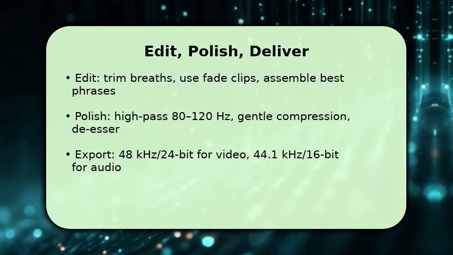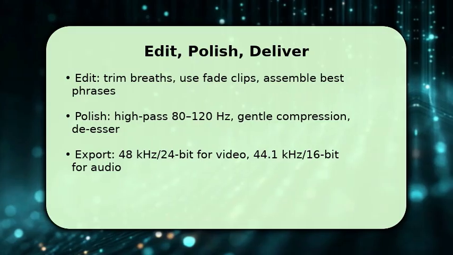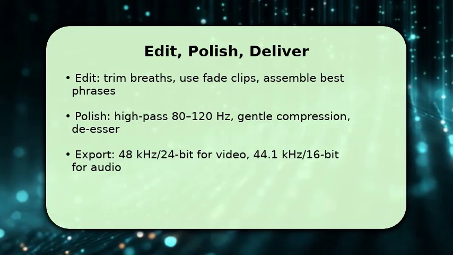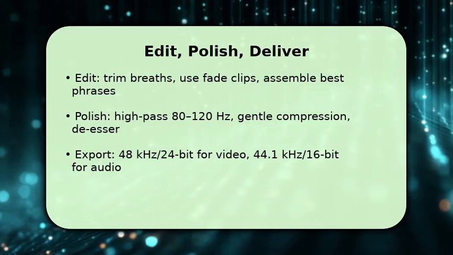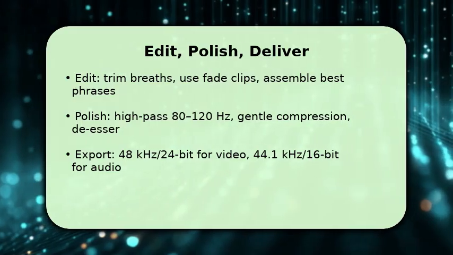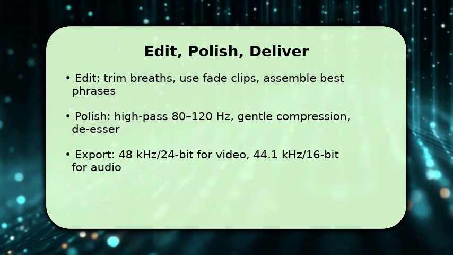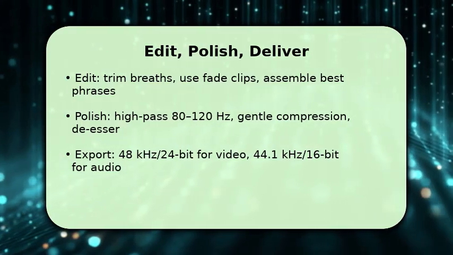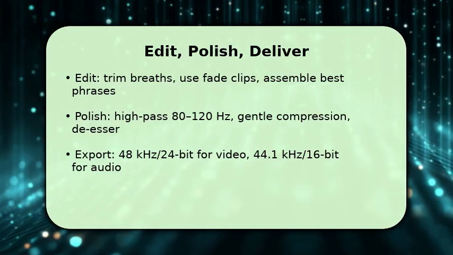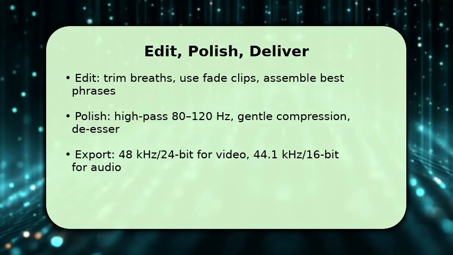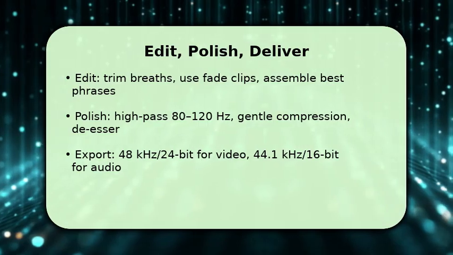Then apply a high-pass filter around 80-120 Hz to remove rumble, use light compression to control dynamics, and add a de-esser for sibilance. Subtle EQ boosts around 3.6 kHz add presence. Export in the required sample rate and bit depth for your deliverable. If audio still sounds harsh, check room reflections and mic angle.